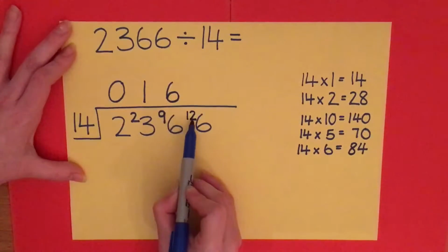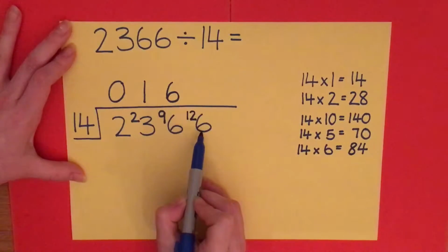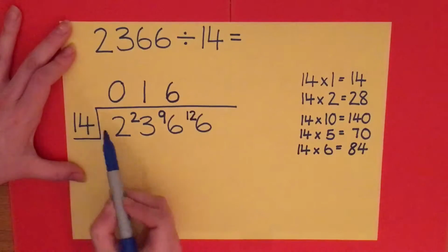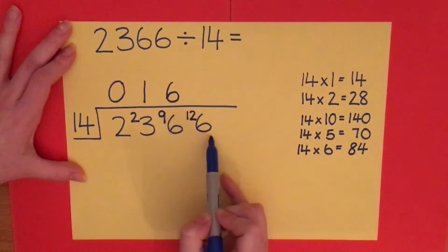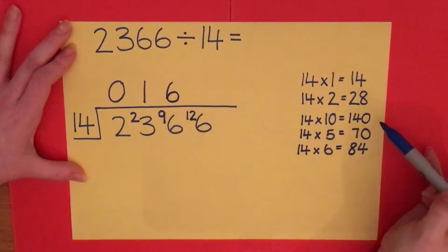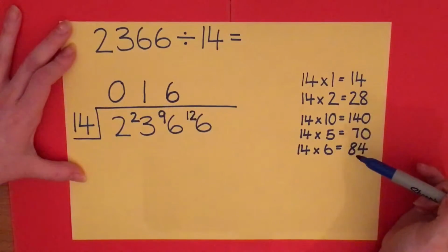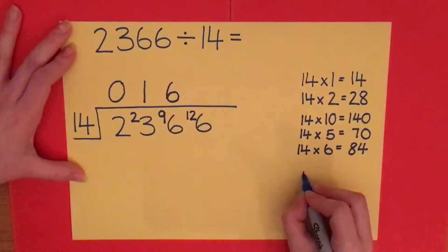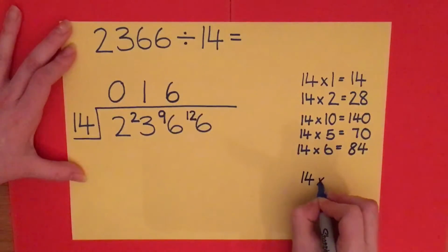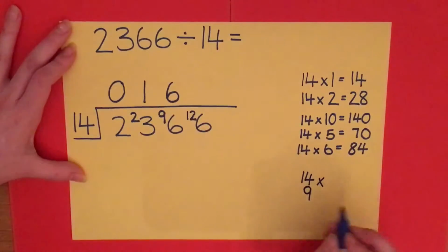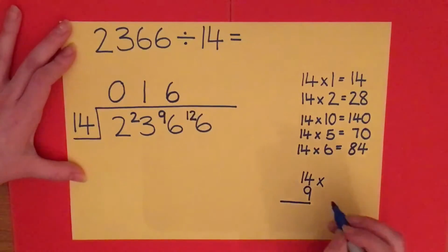Now we're looking at 126. Okay, so how many 14s do I need to get me to 126? Now I know 140 is 14 times 10, so it needs to be less than that. So I'm going to go for 14 times 9. And I'm going to use my short multiplication to make sure I get the right answer.